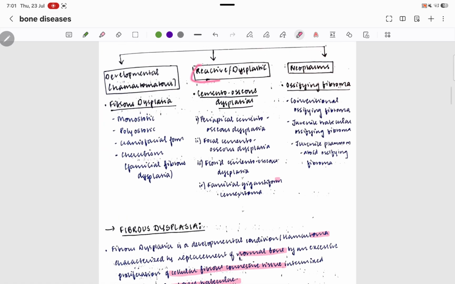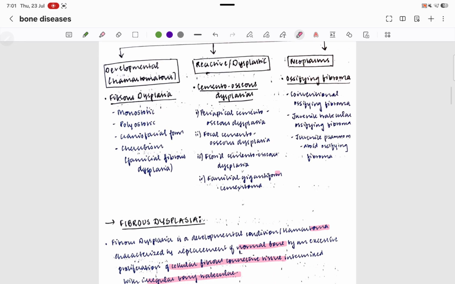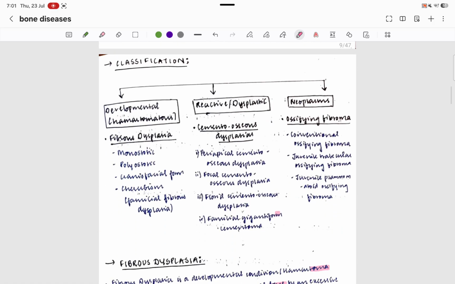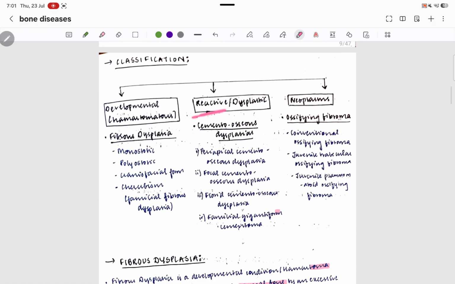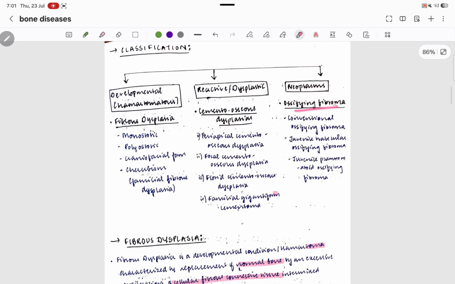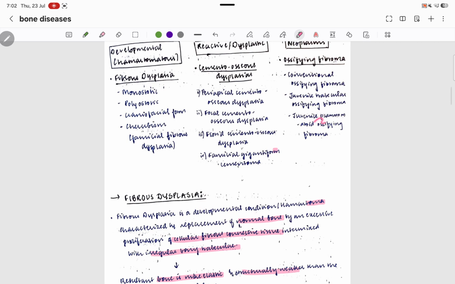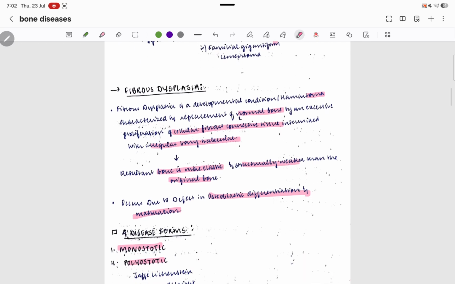Then coming to the reactive type of fibro-osseous lesion. In that you have periapical cemento-osseous dysplasia, focal cemento-osseous dysplasia, florid cemento-osseous dysplasia, familial gigantiform cementoma. Then in neoplasms we have ossifying fibroma: conventional ossifying fibroma, juvenile trabecular ossifying fibroma, juvenile psammomatoid ossifying fibroma. Now let us read the chapter.